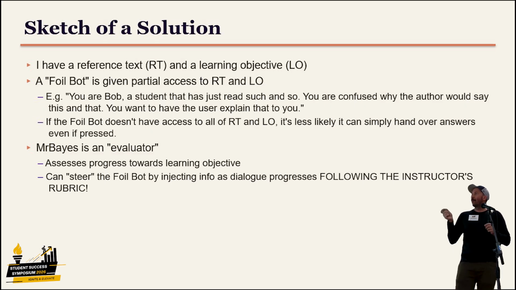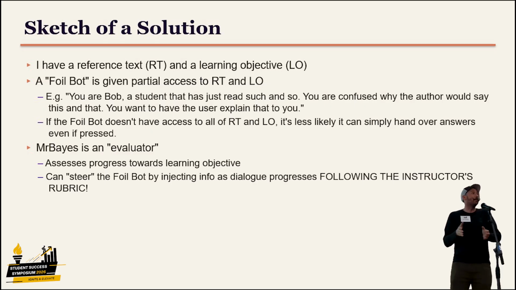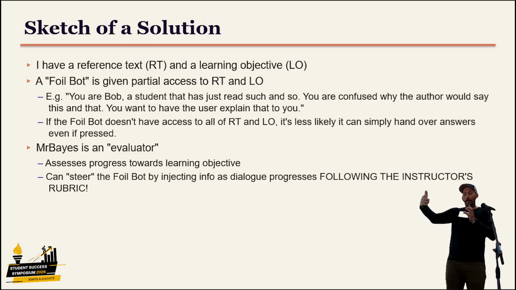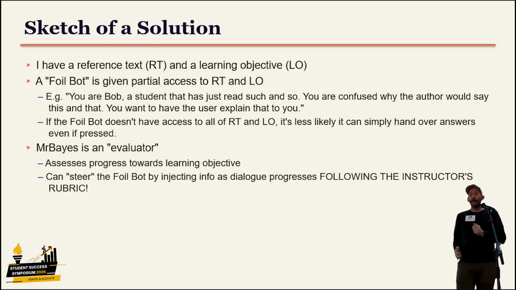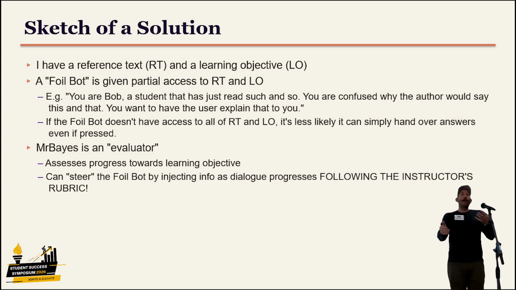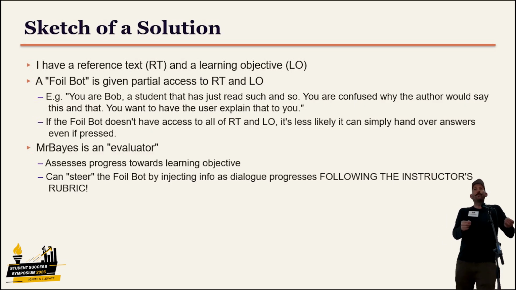Okay, so we want to be able to assess progress towards some kind of learning objective and be able to steer what I'm going to call the foil bot, right? So what we're calling Mr. Bayes, who's the evaluator, can look at how the student responded, and then before the chatbot responds to the student's response, the evaluator can say, hey, the student seems to actually be confused about this. You should respond or help the student in this particular kind of way. So it's a way of making sure that the chatbot that's a foil won't just be giving away the answers.